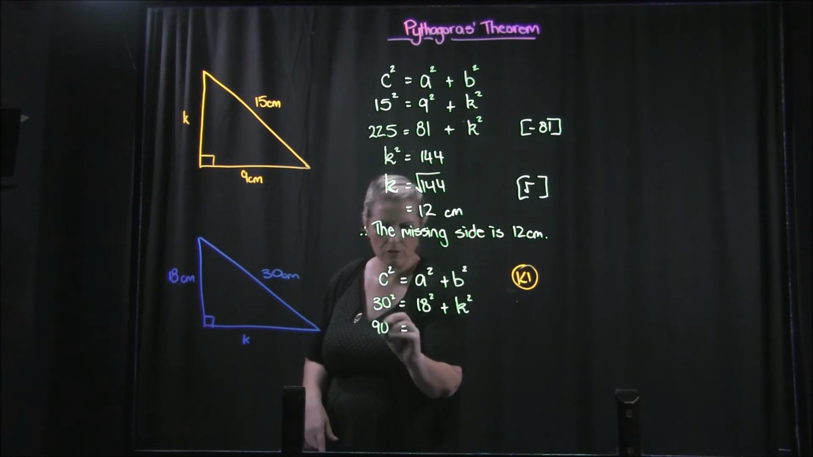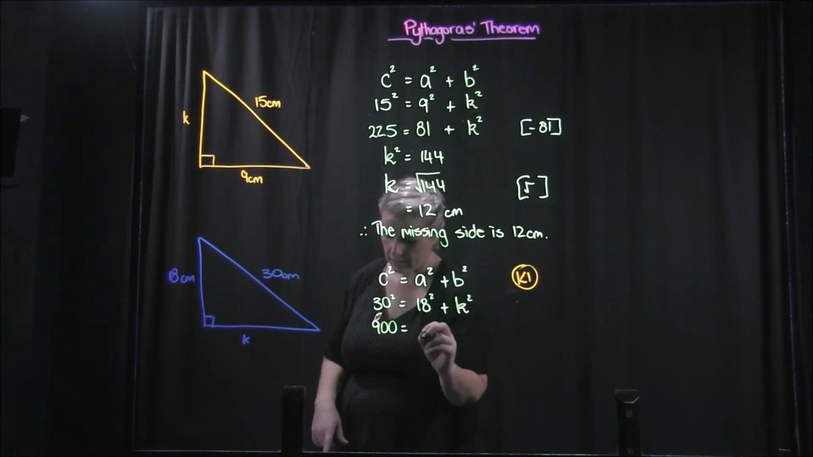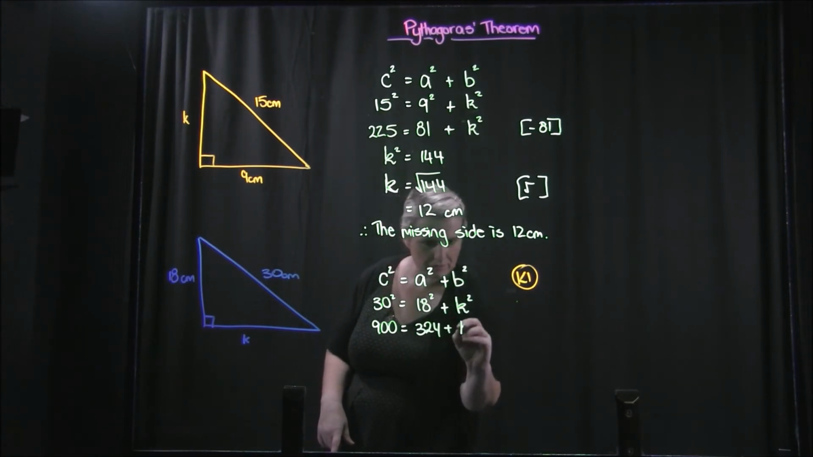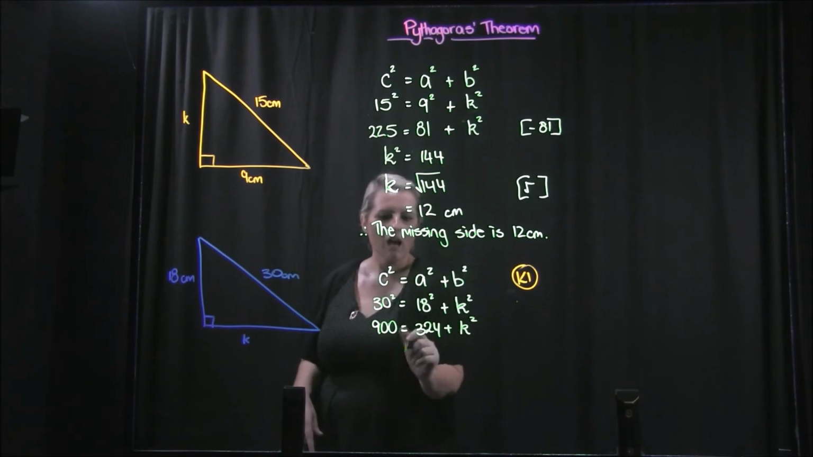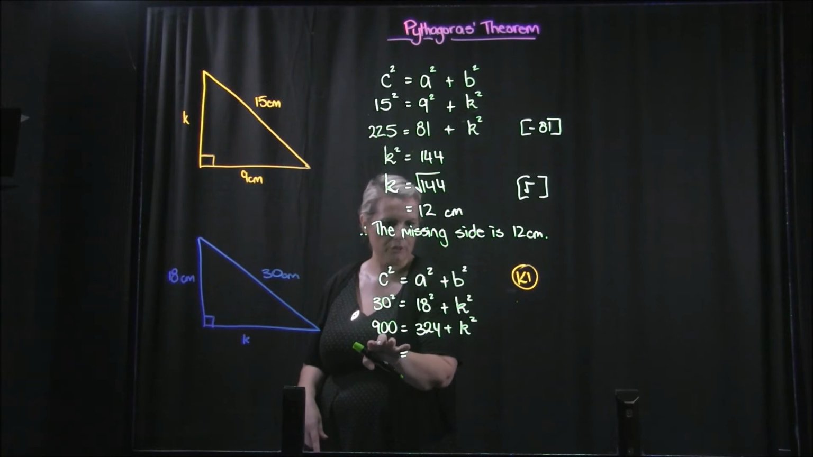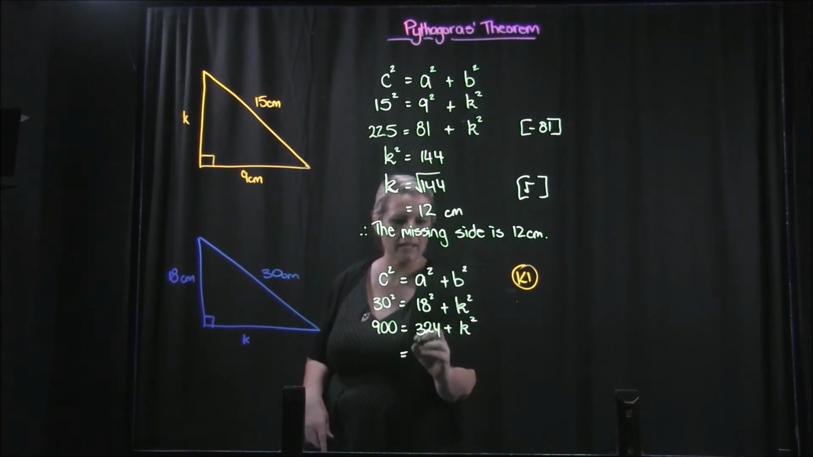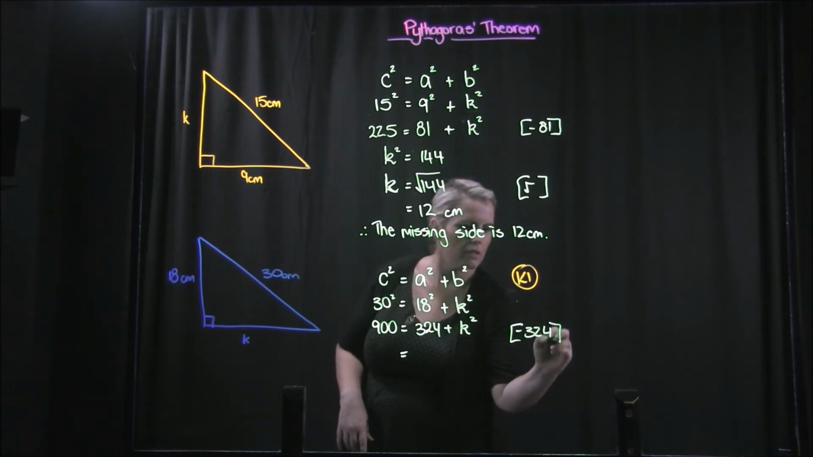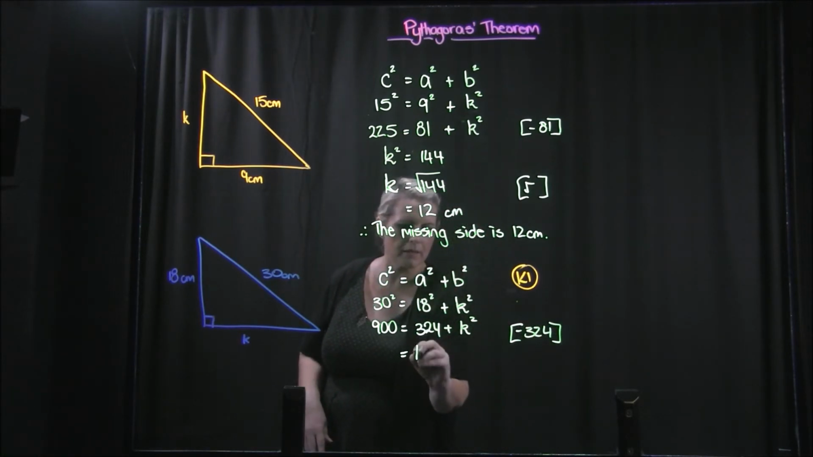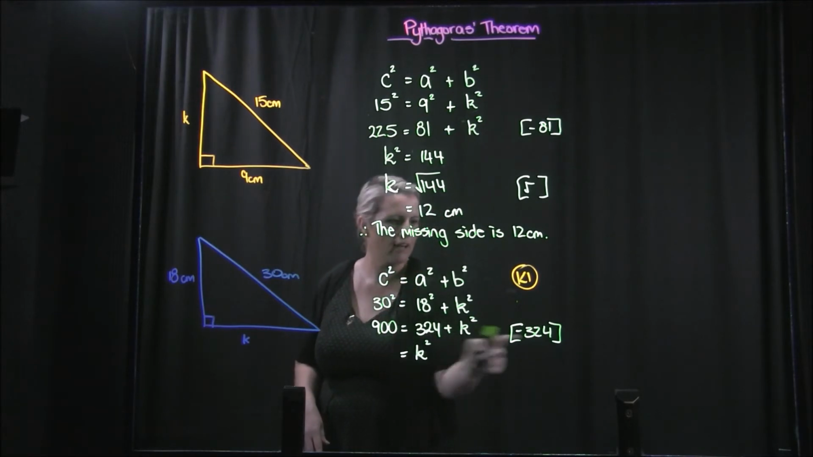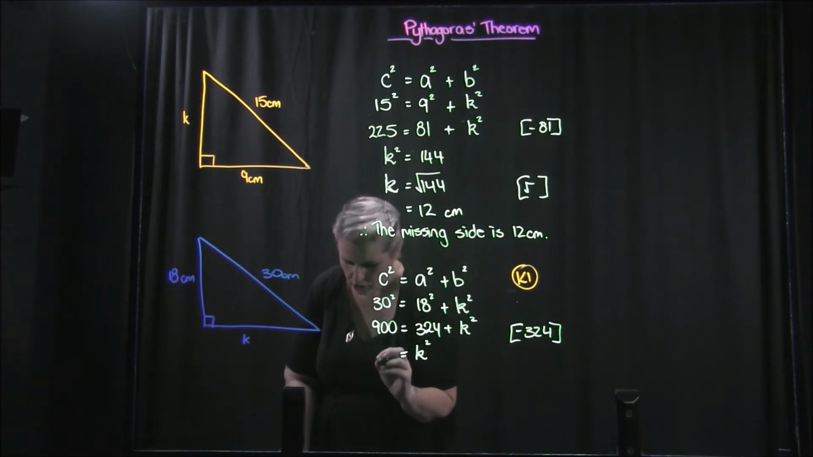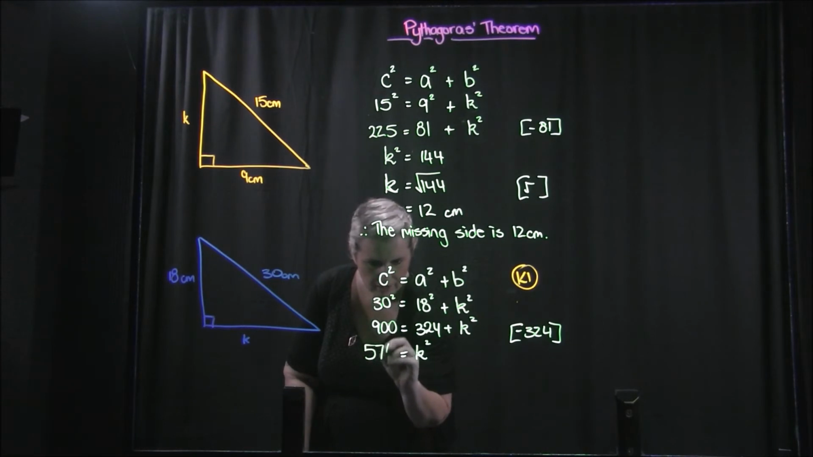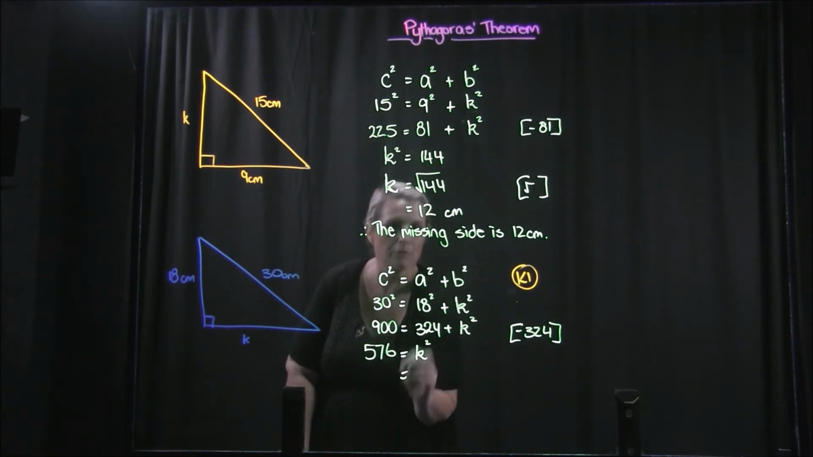So I get 900, 30 times 30. 18 times 18 is 324. k squared the same. I'm adding 324, so if I take 324 from both sides, I'm left with k squared. So I can leave that here, I can take that away from here, that leaves k squared, and that's 900 minus 324, which gives me 576. So now I can actually swap them around.